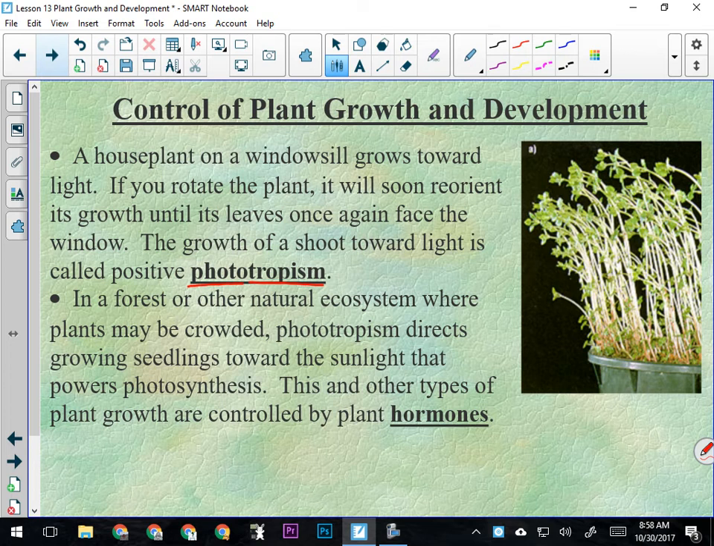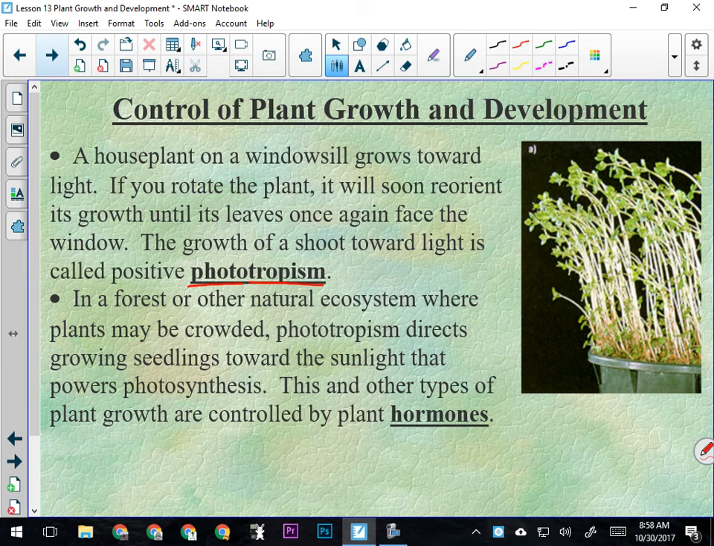No, sunflowers will turn, but it's not a growth thing. It's actually a water vacuole's pressure thing that turns the plant. All right, so these little sprouts here, where's the light source for those?